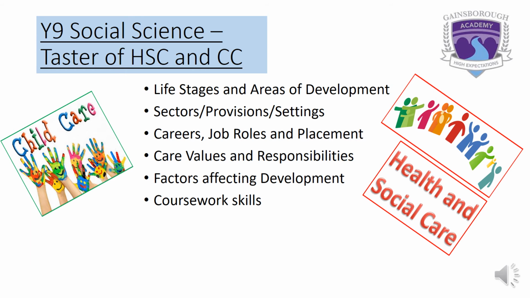So, in one of the half terms you learn about life stages and the areas of development. So this is how children develop, how adults develop, and the different stages. So adolescence being one that you already know about. We then learn about sectors, provisions and settings. So these are all the types of places that you could work, whether it's to do with healthcare or whether it's to do with childcare. The third one is about careers, job roles and placement. We'll focus on the different careers in these childcare and health and social. We'll think about what the role involves and also what it's like to be on placement.